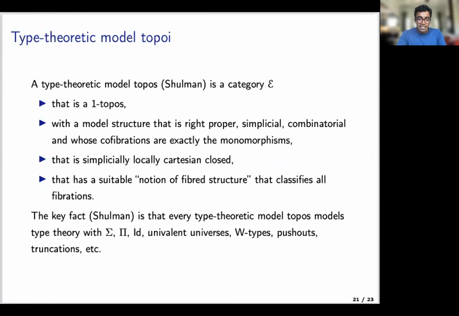Right. So the key fact is that every type theoretic model topos models essentially HoTT. Most of your usual constructions in HoTT, so of course univalence, everything up to univalence, but also different kinds of inductive types and higher inductive types, can be interpreted in any type theoretic model topos. Moreover, a type theoretic model topos always models an infinity one topos.